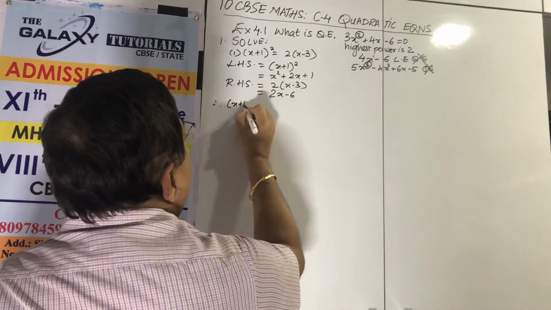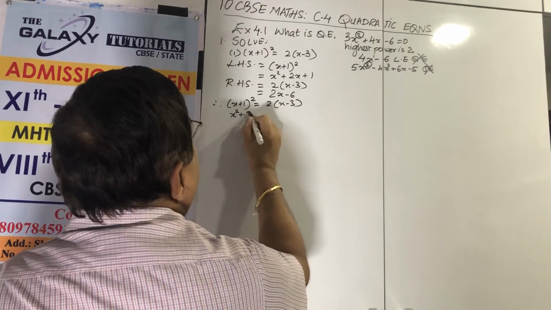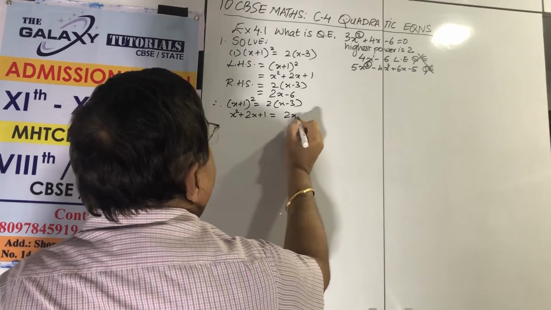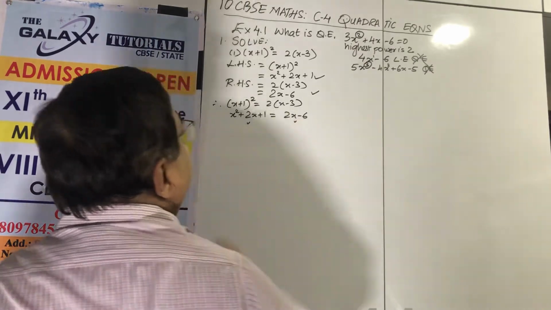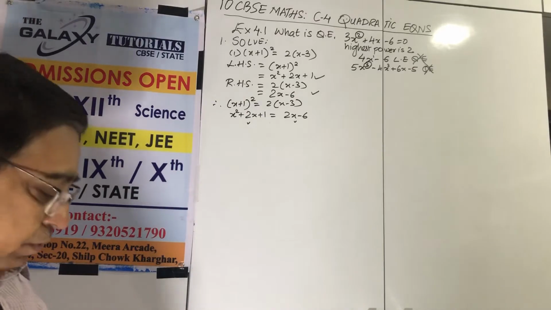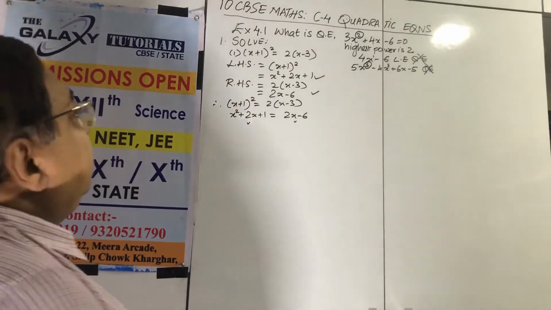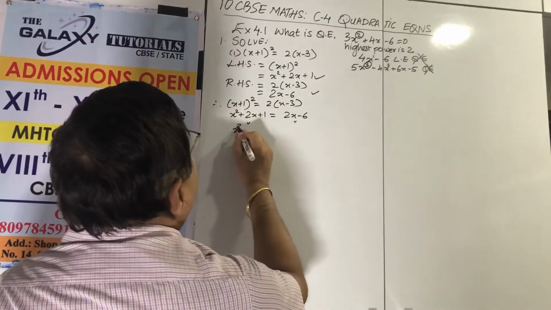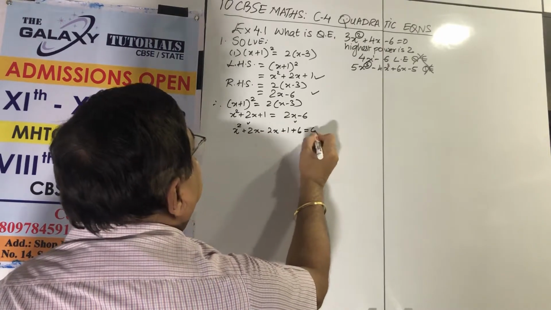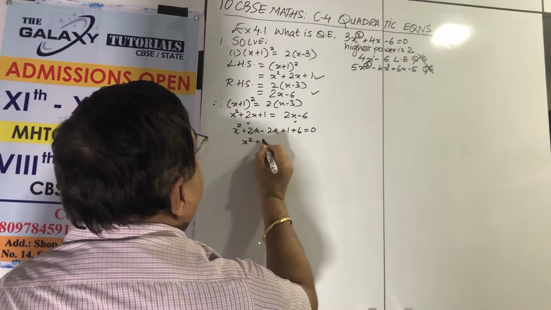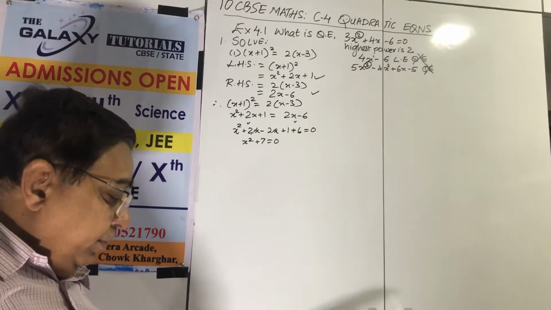Therefore, (x plus 1) the whole square is 2(x minus 3). Hence, x square plus 2x plus 1 is 2x minus 6. So I got this and I got this, substituting. Then we will move the sides and try to get an answer. So when we see this, x square plus 2x minus 2x plus 1 plus 6 is equal to 0. So I will get x square plus 7 is equal to 0. So this is how we go forward.